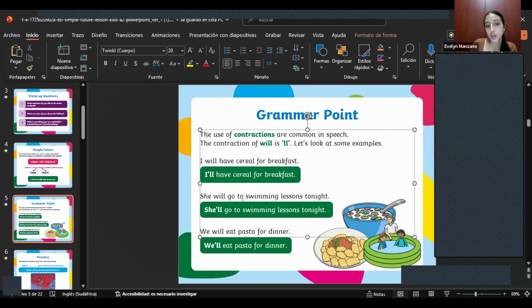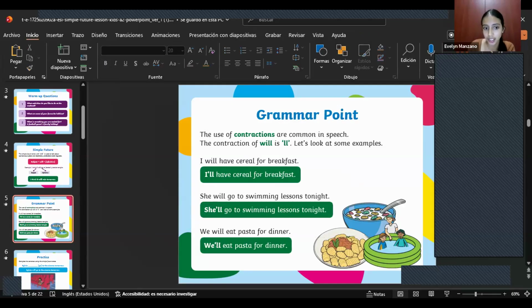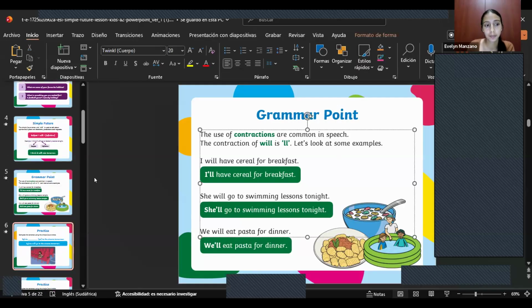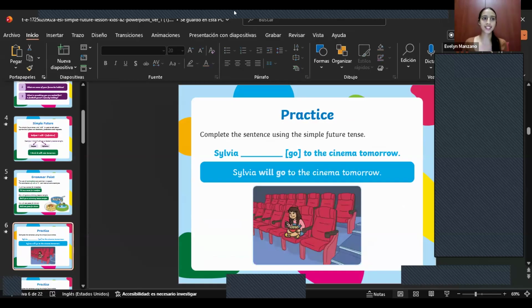Another example is she will go to swimming lessons tonight. The contraction is she'll go to swimming lessons tonight. Another example is we will eat pasta for dinner. The contraction is we eliminate the w-i and stay the apostrophe and two L's. Okay, so we'll eat pasta for dinner. Well, we practice.